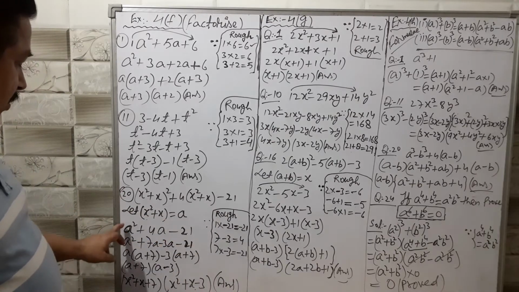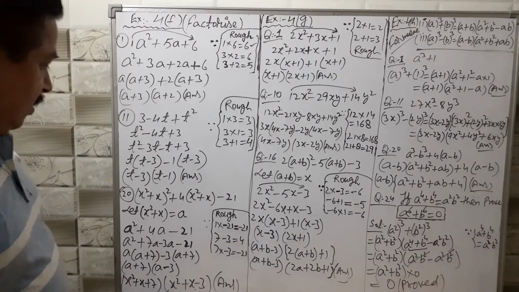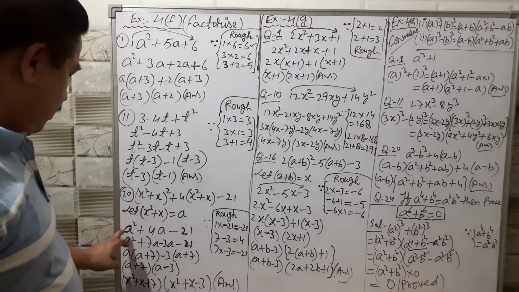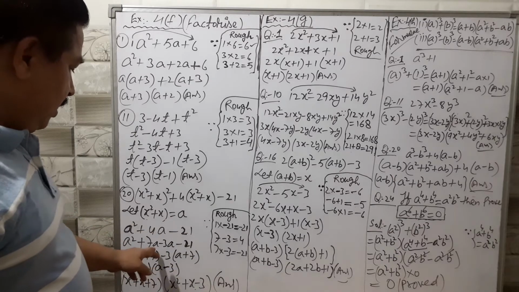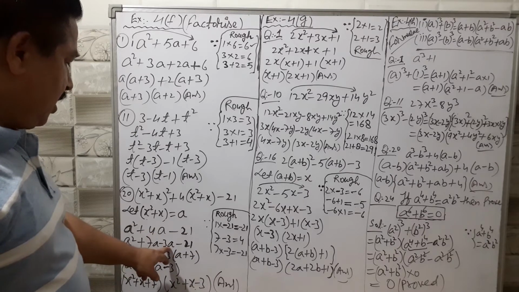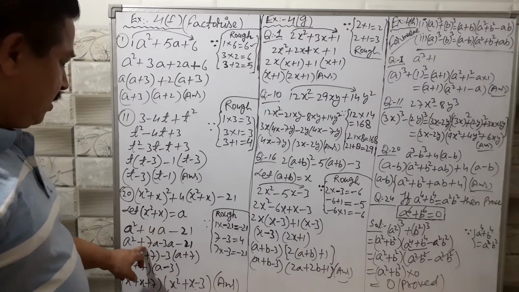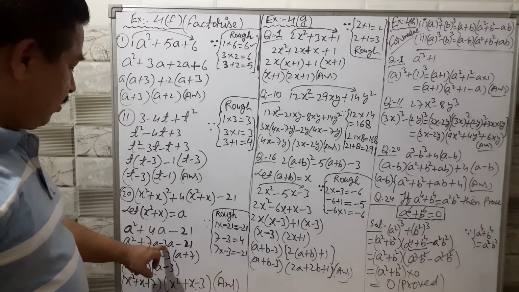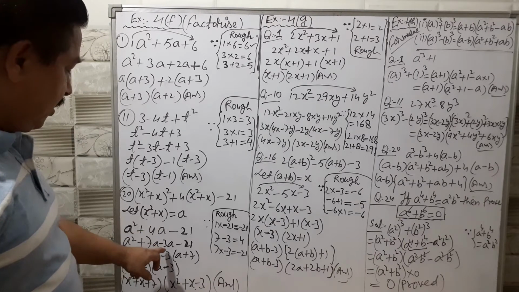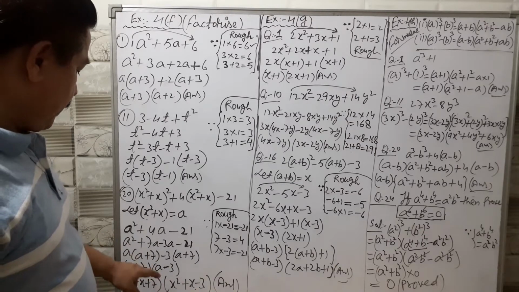Use the splitting method. 1 into minus 21, minus 21. So now we are finding the factors of minus 21. So find 7 and 3 for 21. 7a minus 3a is plus 4a. See the sign: plus, it should be plus at last. So 7a minus 3a is plus 4a, and 7 into minus 3 is minus 21.